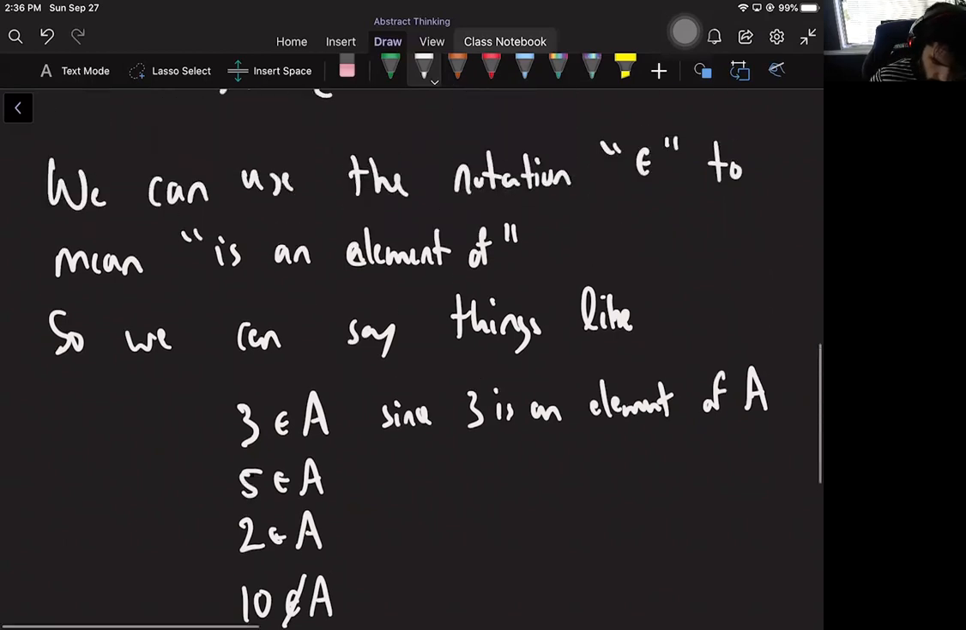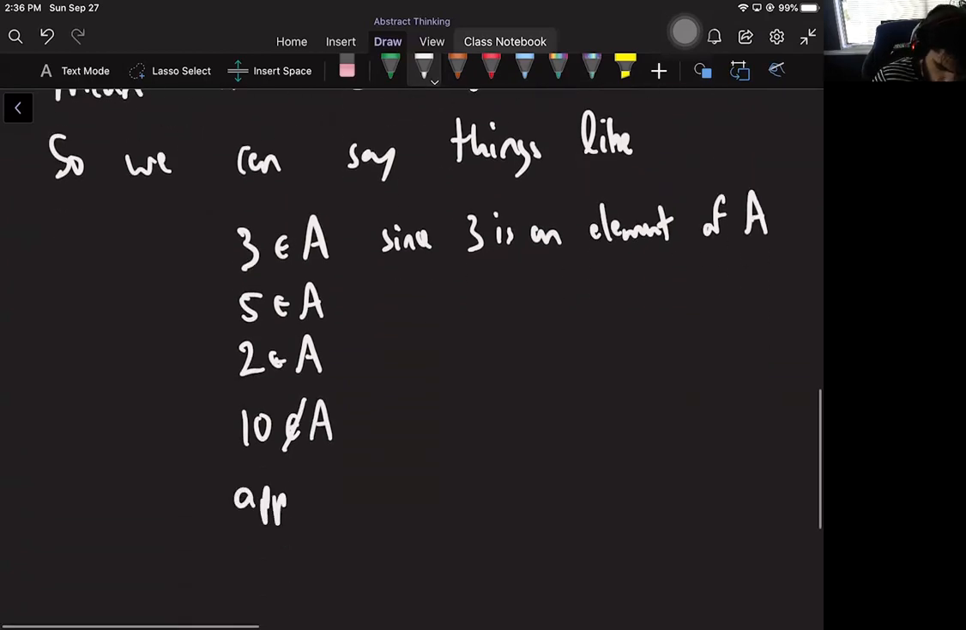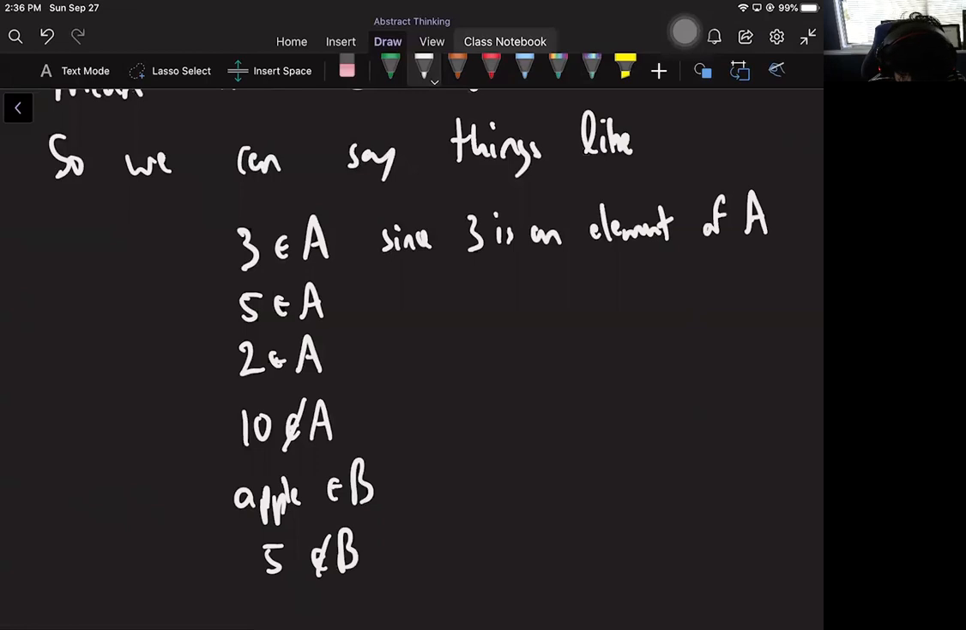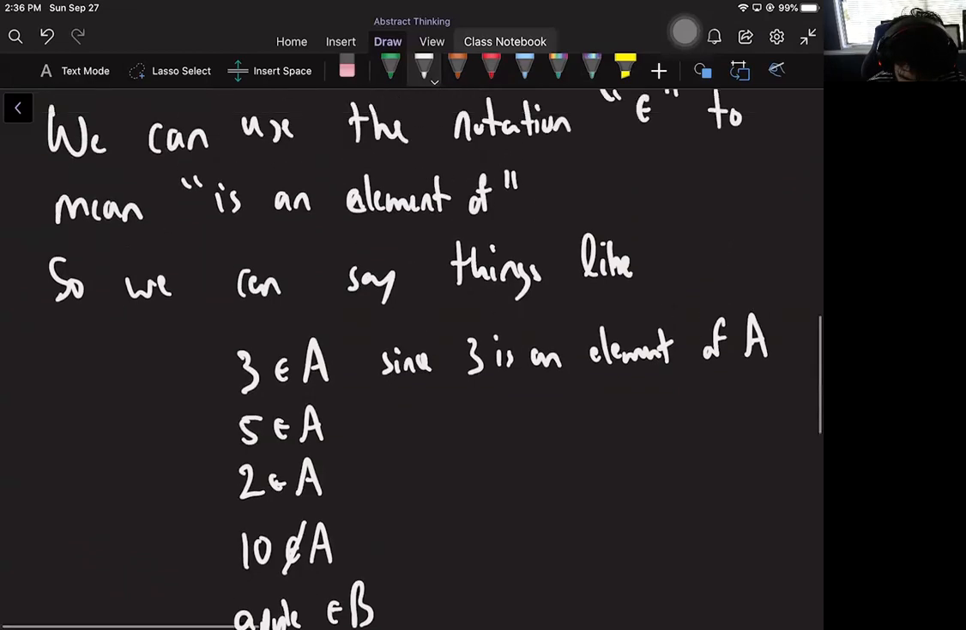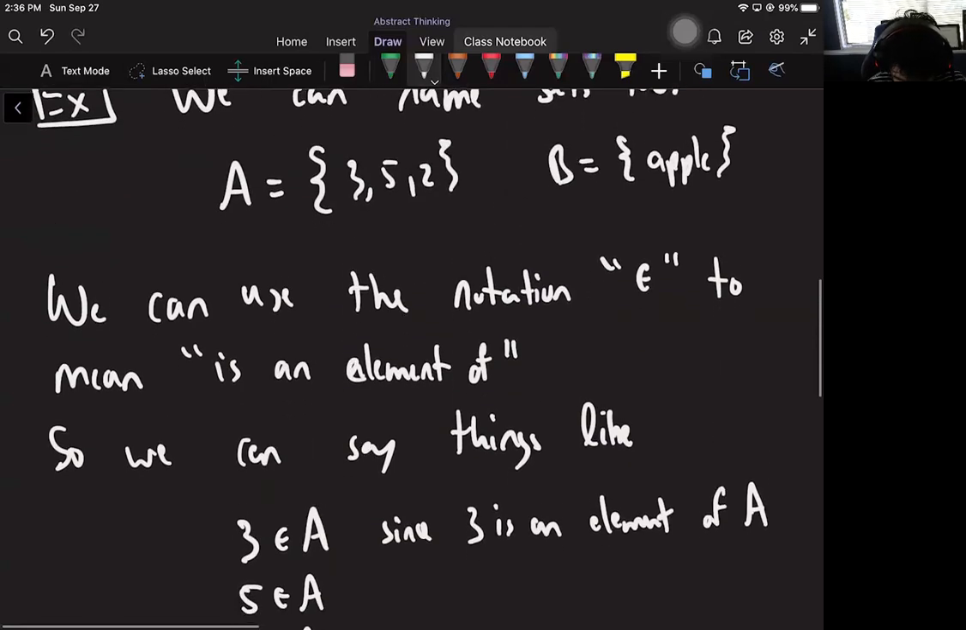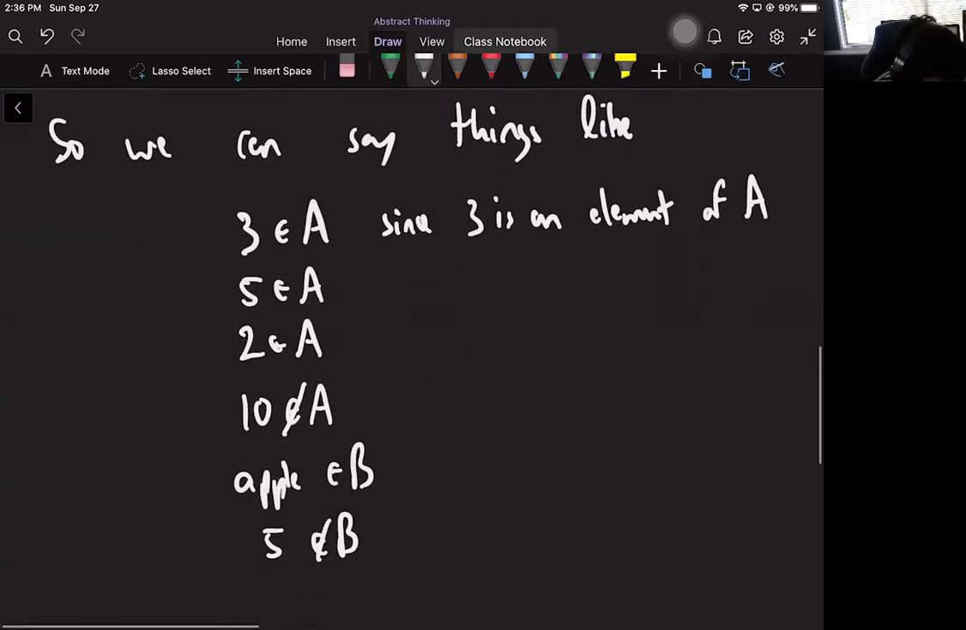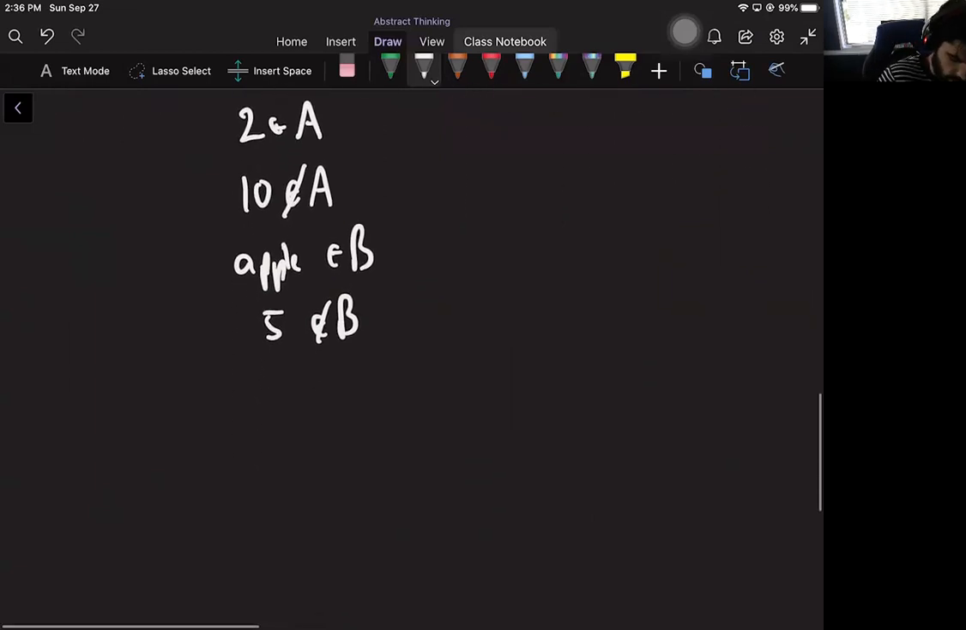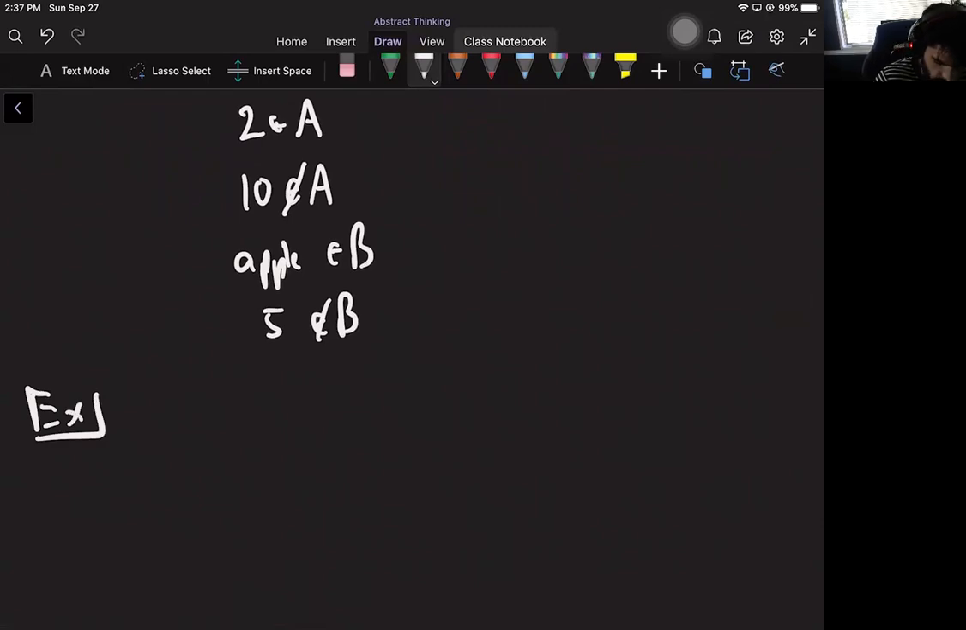And I have another set B, so I could say apple is in B, but 5 is not in B. So you can write things like this. This is how you use the notation. It's just a faster way to say that, yes, this thing is in that set or it's not. That's all it's doing right now. So then a very subtle thing that people mess up on is something like this. What if I just have a set with the number 5 in it?